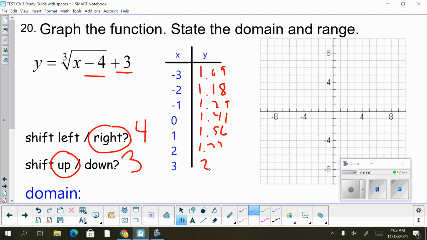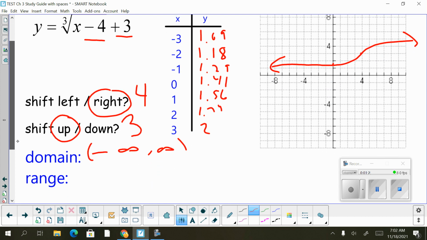I actually looked at 4 to get a value to see, and then kind of just plotted the best I could. It was a sideways snake, so it kind of looked like this. And anytime we have these sideways snakes, our domain and range is all real numbers. So negative infinity to infinity for both our domain and our range.